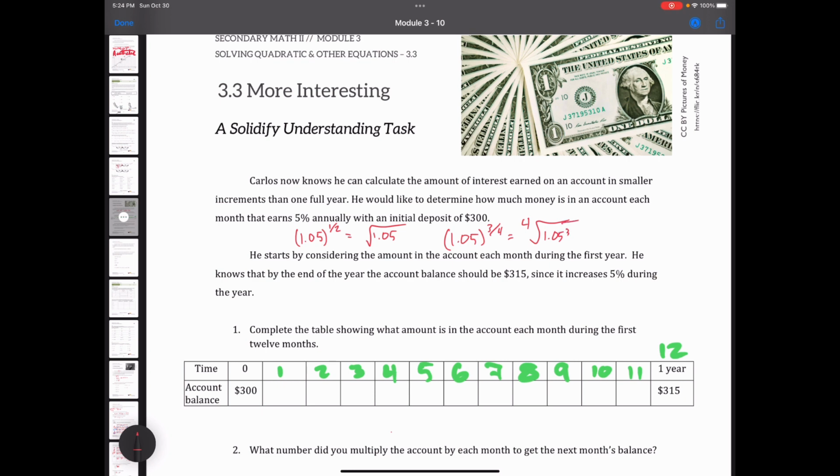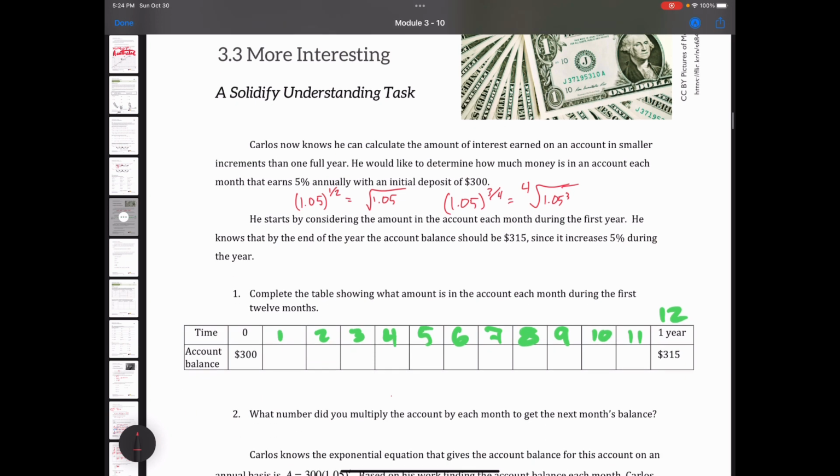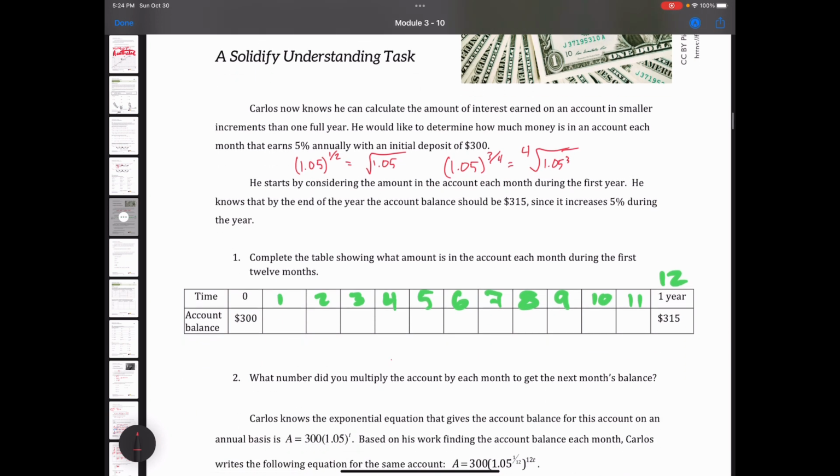Now, with Carlos, who knows that he can calculate the amount of interest earned on an account in smaller increments than a full year, he's curious about how much money he would have in an account that each month earns 5% annually with an initial deposit of $300. So he starts by considering the amount of the account each month during the first year. He knows that by the end of the year, the account balance should be $315 since it increases 5% during the year.